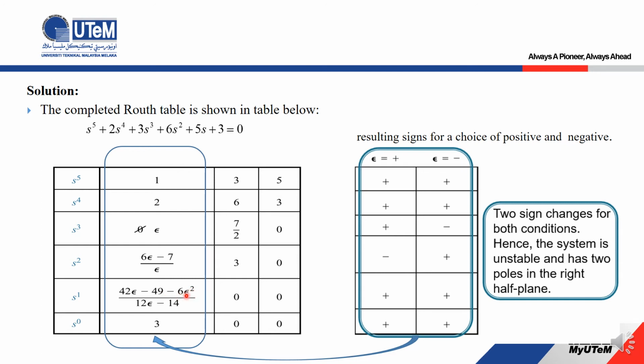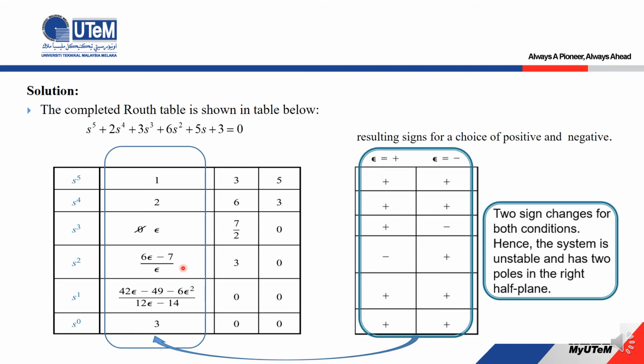Minus, because this one is a negative square, it becomes positive, so minus 6. So this part becomes negative, and when we put in negative epsilon, this part is also negative. So negative divided by negative is positive. From here to here, there is no sign change because this is positive and this one is also positive. From here to here there is also no sign change, because this one is also a positive sign.